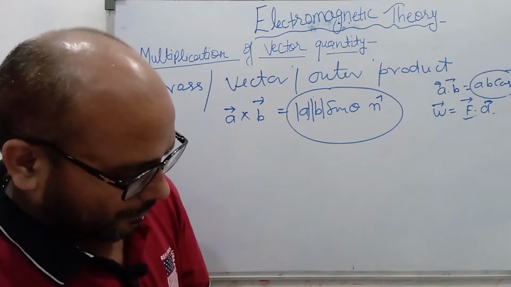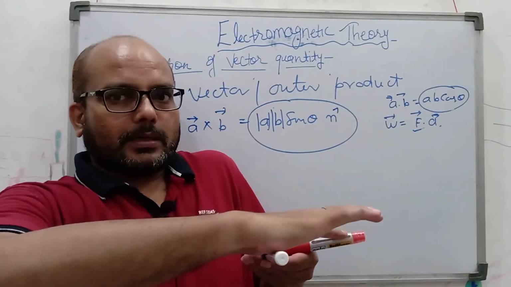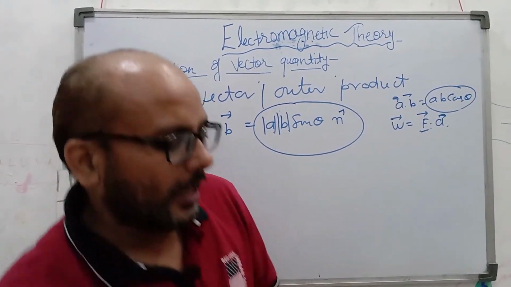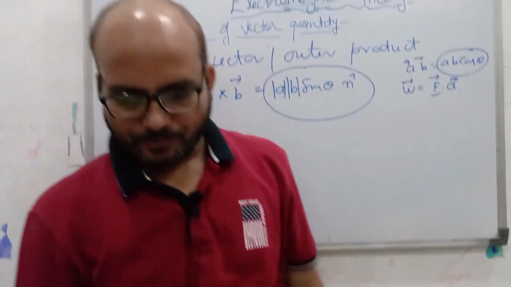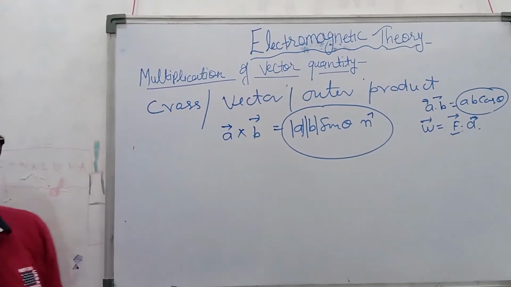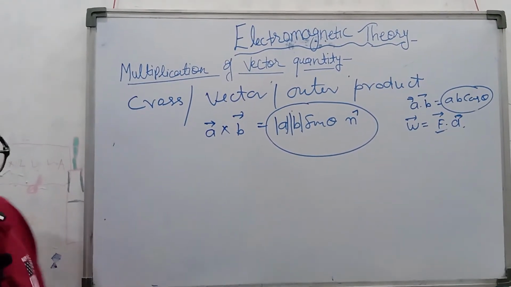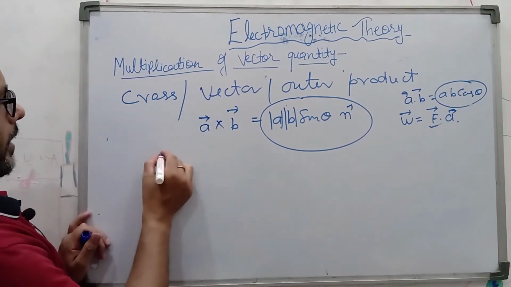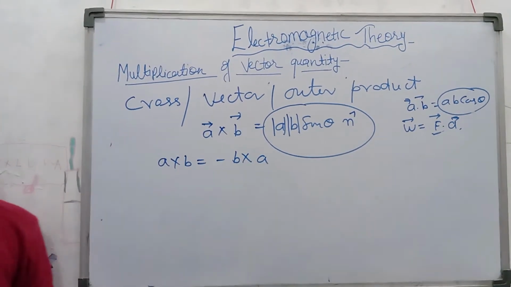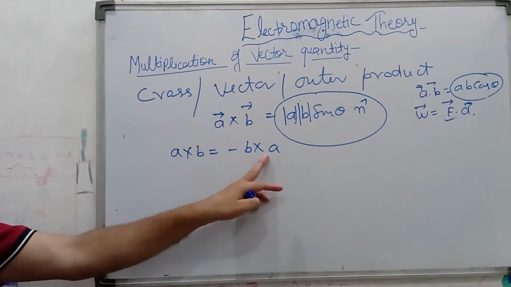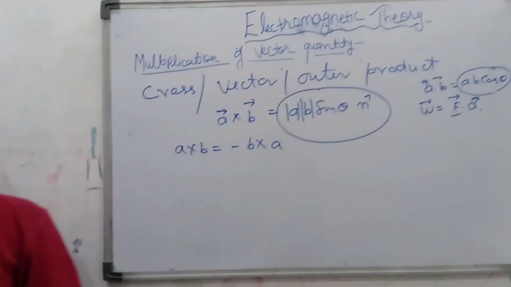Suppose here A vector and B vector, so A cross B, the direction is this, in the xy plane. A cross B equals minus B cross A, because the direction is changed.